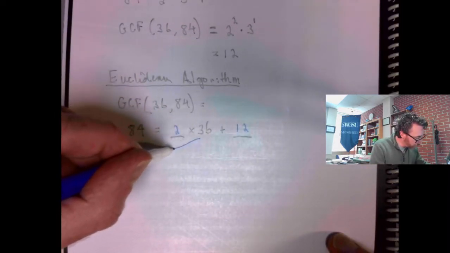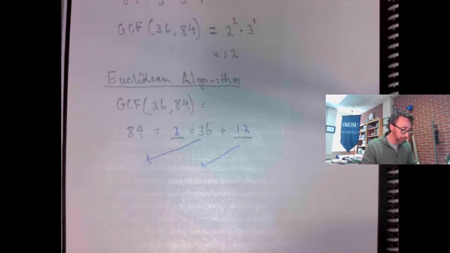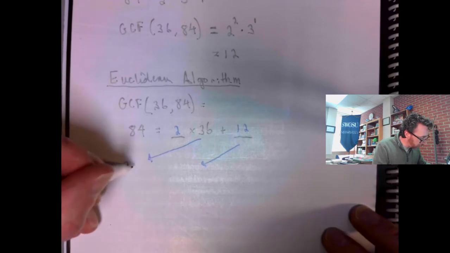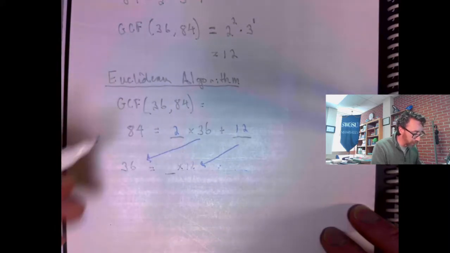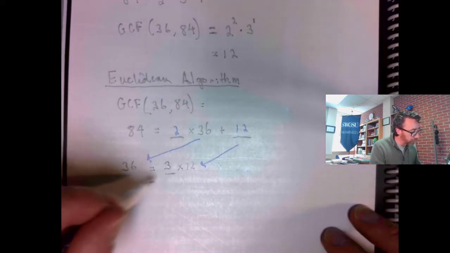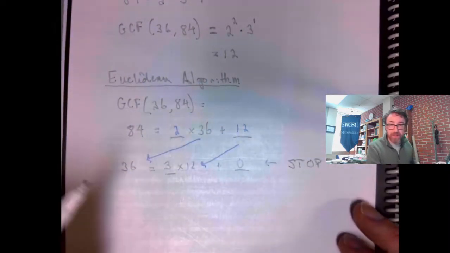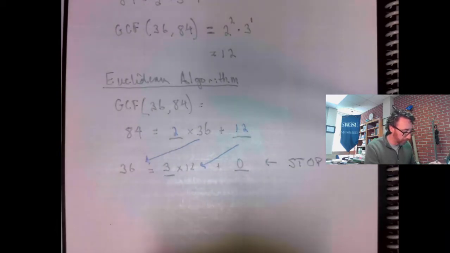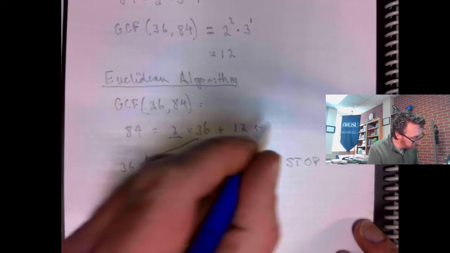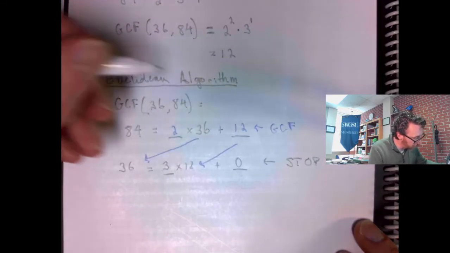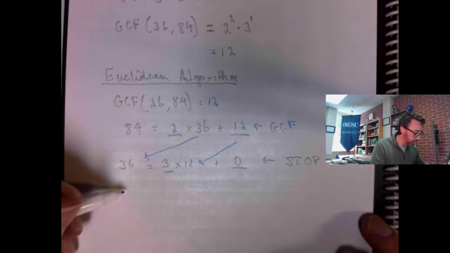Now what I do is I shift everything over. So 36 equals blank times 12 plus blank, and now we fill in the blanks. Okay, well this is an easy one. 3 times 12 plus 0. Okay, so when you get a 0 in this process, you stop. The last non-zero remainder is your GCF. So we can see, as before, GCF of 36 and 84 is 12.